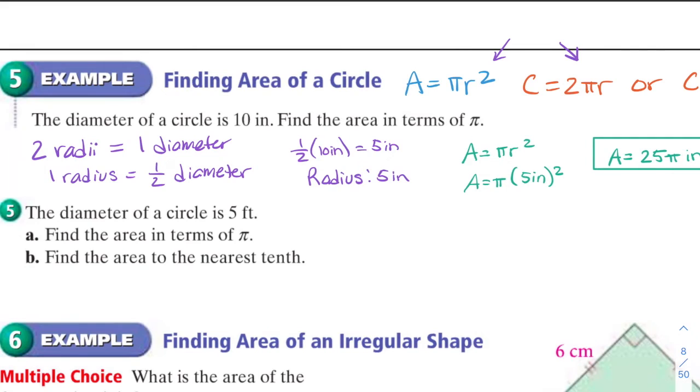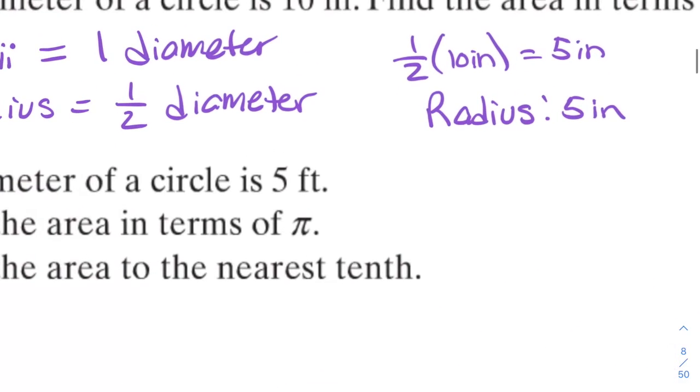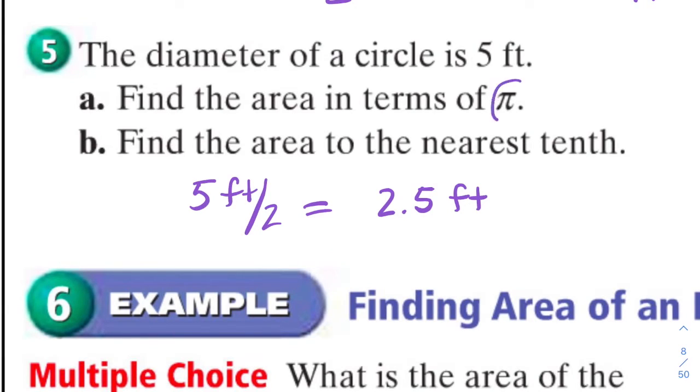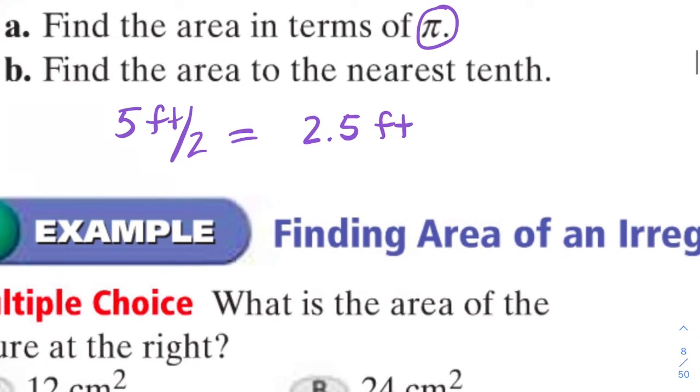Okay? The diameter of a circle is 5 feet now. Okay, so we're going to have to find half of 5. So 5 feet divided by 2 is 2.5 feet. Often we won't leave pi with a decimal. I mean, we do sometimes. So I'm going to write this pretty much two different ways. We can leave it as 5/2 feet, or we can leave it as 2.5 feet.